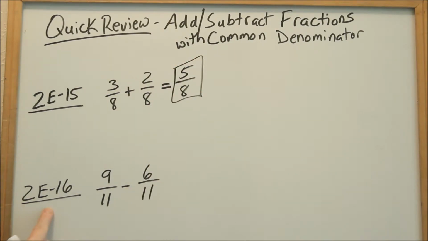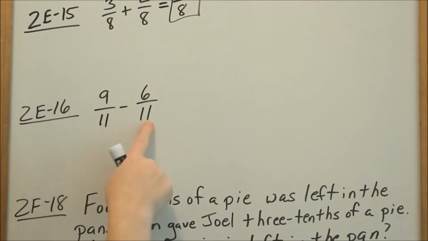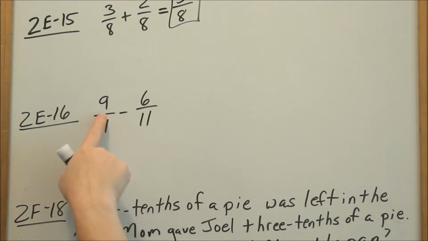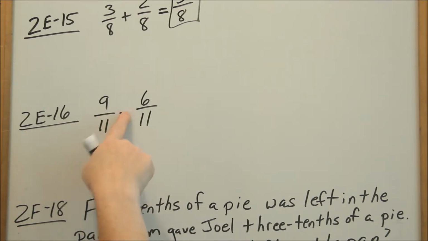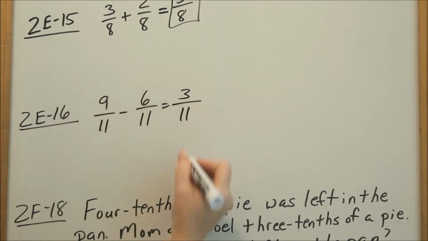Okay, well, now look at 2e16. 9/11ths minus 6/11ths. We already have a common denominator. You have to have a common denominator in order to add or subtract fractions. Once you have a common denominator, you only add or subtract the numerator. So now it's 9 minus 6 equals 3 for your numerator, and then the denominator stays the same.